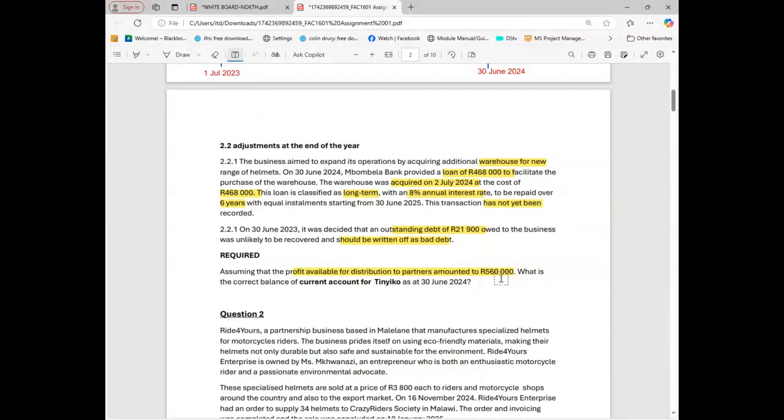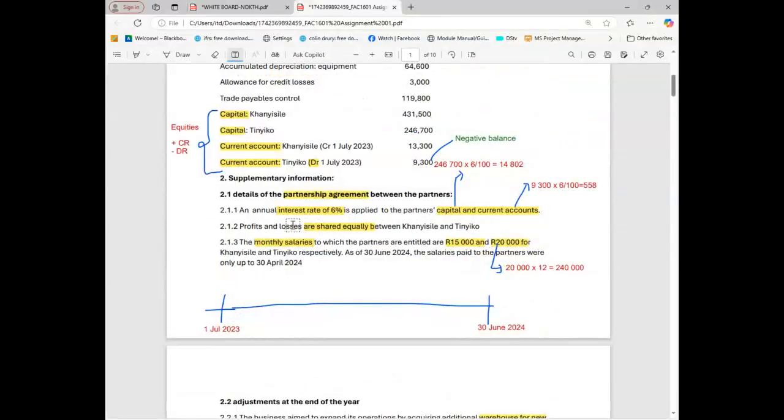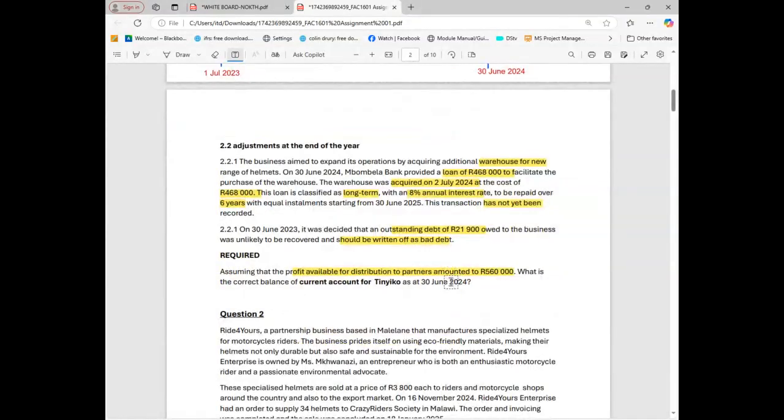But how can you find it? It means you need to do the statement of profit and loss, get the profit, and thereafter pay whatever the partners have been given, and thereafter the remaining one you will have to divide. But for this one, they gave you this. I understand why. It's maybe because of the assessment that you are writing, because of time. They gave us the amount that is available for distribution. So we just have to distribute this amount amongst them, which is 560.